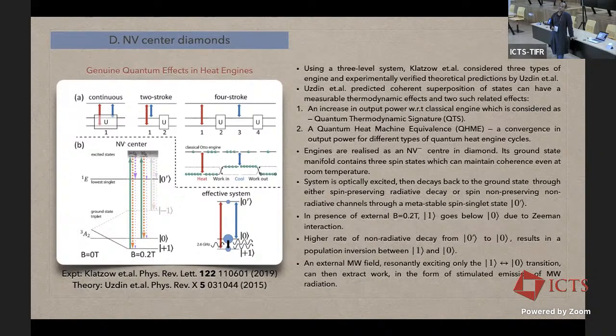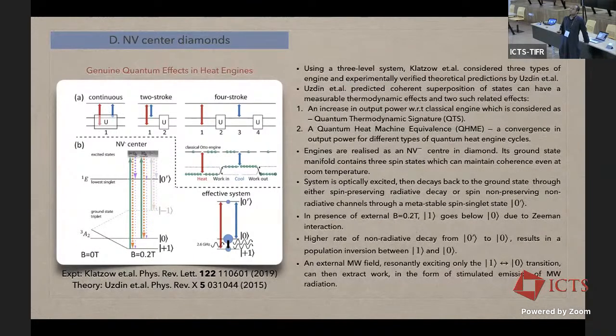So from these 2 states, you excite populations to some excited states, and then you allow them to decay. This is a radiative transition, and it can come back to the ground states by 2 different processes. One is the radiative process, preserving spin, and another is a non-radiative one. The radiative one is the thicker dotted line, and the purple one is the non-radiative. The non-radiative one goes through an intermediate state, a spin singlet state 0', so it passes through this one.